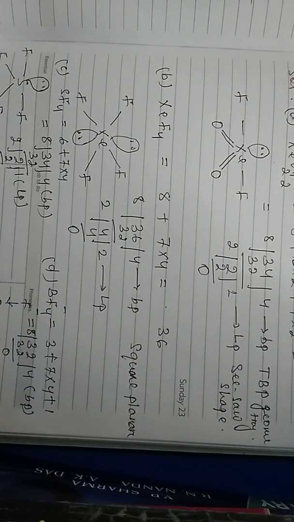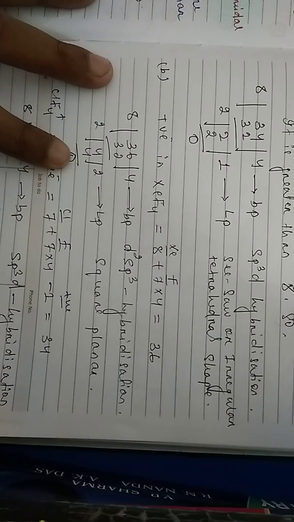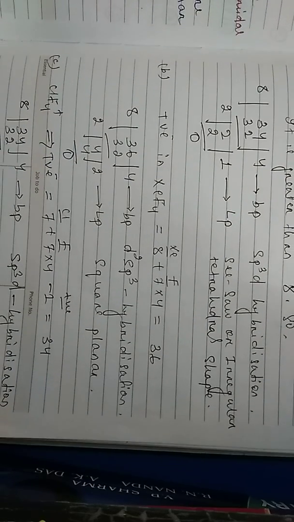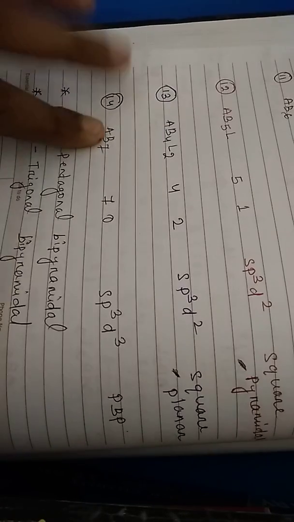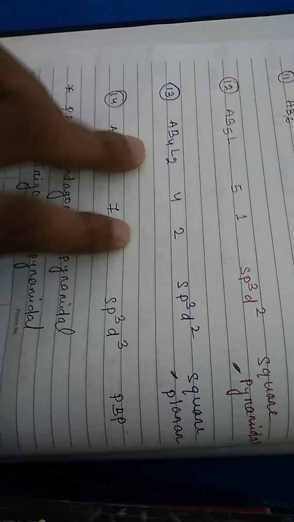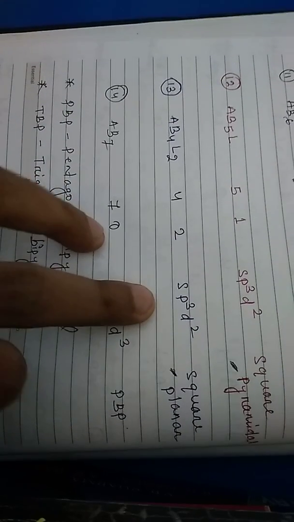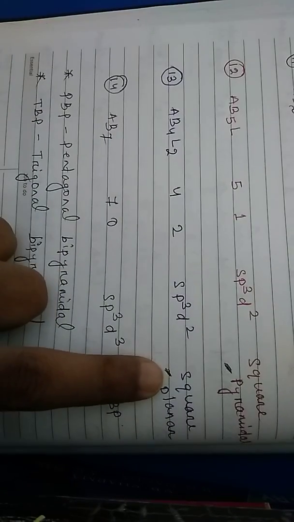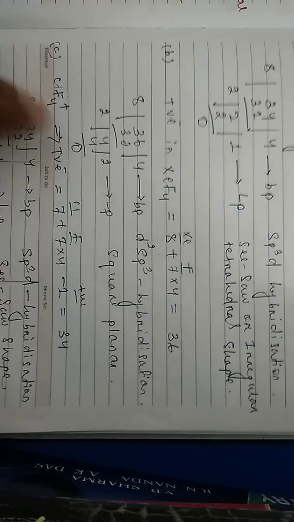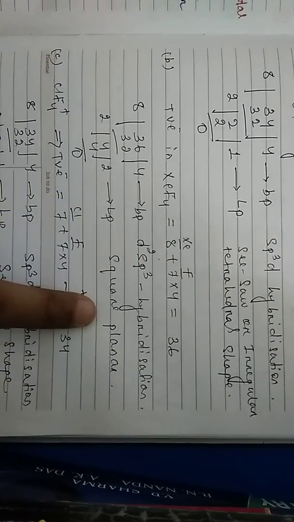Let us look at the trick again. Please see here: AB4L2 type of molecules. Here 4 is the bond pair electrons and 2 is the lone pair electrons. Hybridization is sp3d2 or d2sp3, and the geometry is square planar. So in XeF4 type of molecules there are 4 bond pairs and 2 lone pairs, and the geometry is square planar.